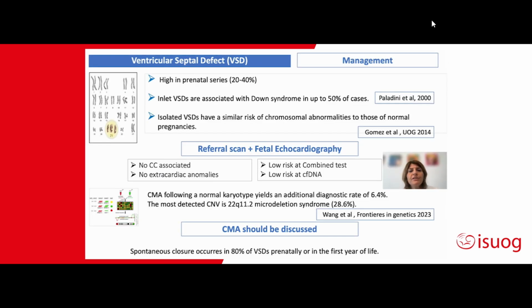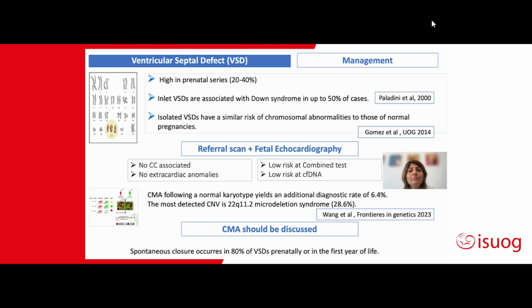For many years, VSDs have been reported in association with aneuploidies, especially trisomy 21. However, this seems to be true only for inlet VSDs. Isolated muscular and perimembranous VSDs have a similar risk to those of normal pregnancies. Therefore, in all these cases, the karyotype is not mandatory in case of low risk at combined tests or cell-free DNA. Moreover, there is now attention to understand the association of VSDs with submicroscopic and monogenic disorders.